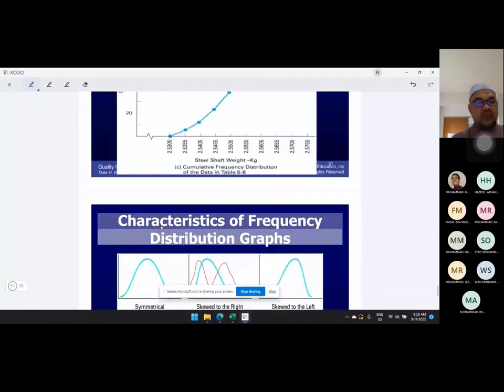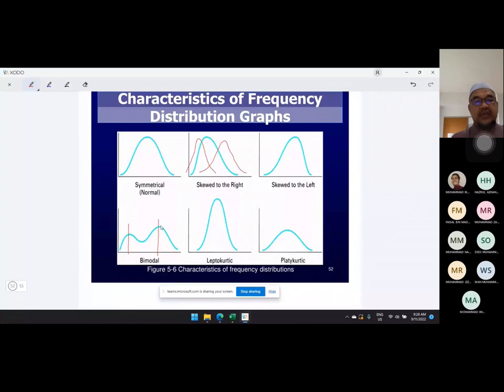Okay, so this is what we mentioned just now, whether it is normal and roughly symmetrical, or whether it is skewed to the right. For cost assessment, normally we have data skewed to the right. Or is it skewed?